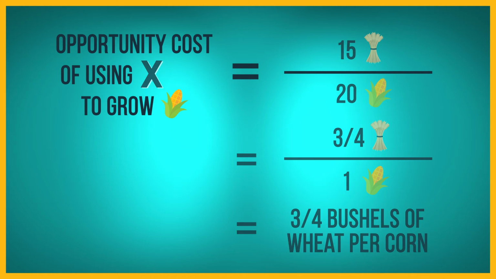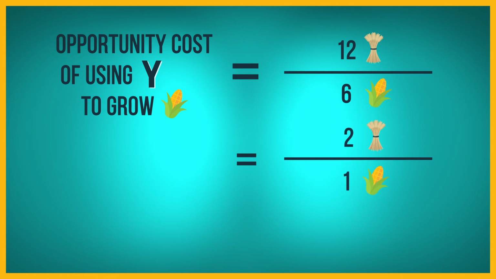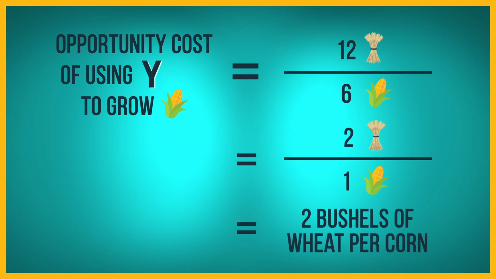When the economy reallocates an acre of Y from wheat to corn, the economy gives up 12 bushels of wheat and gains 6 bushels of corn. Therefore, the opportunity cost of using Y to grow a bushel of corn equals 12 bushels of wheat divided by 6 bushels of corn, which equals 2 bushels of wheat divided by 1 bushel of corn, which equals 2 bushels of wheat per bushel of corn.